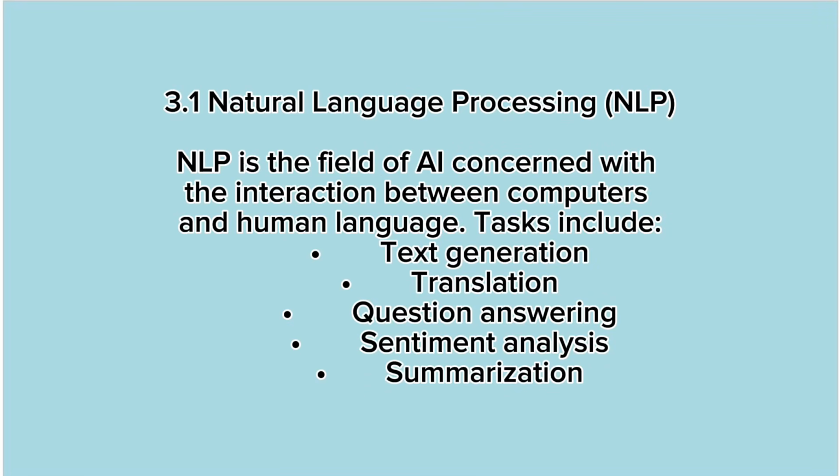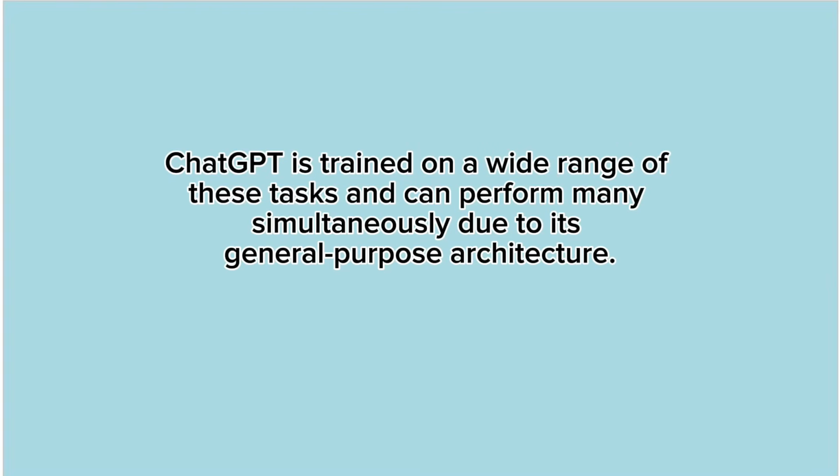3.1 Natural Language Processing (NLP). NLP is the field of AI concerned with the interaction between computers and human language. Tasks include text generation, translation, question answering, sentiment analysis, summarization. Chat is trained on a wide range of these tasks and can perform many simultaneously due to its general-purpose architecture.